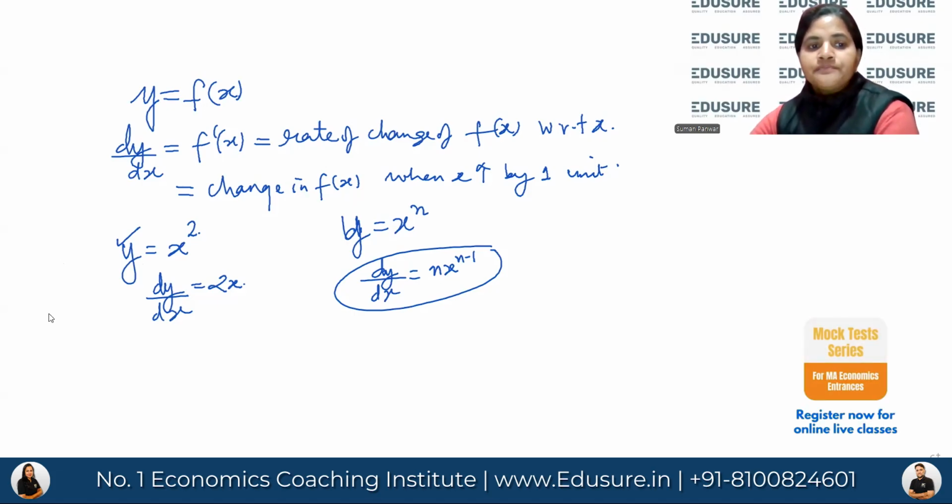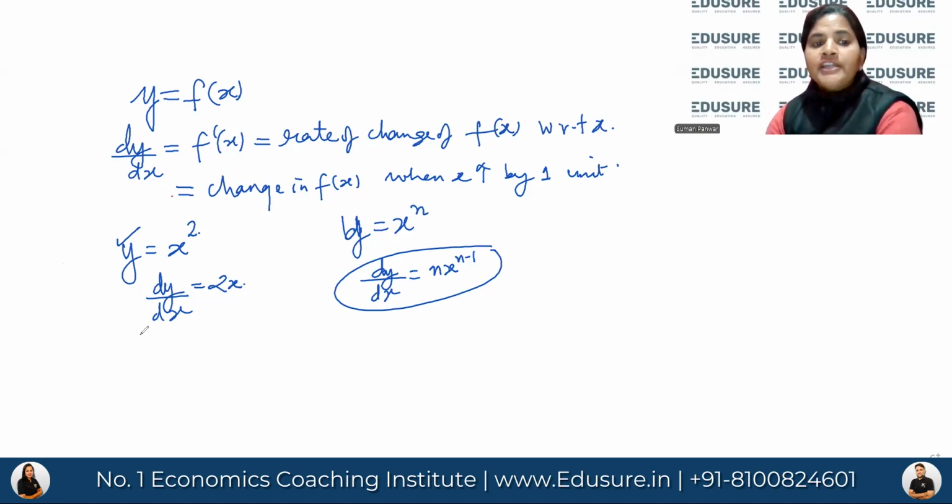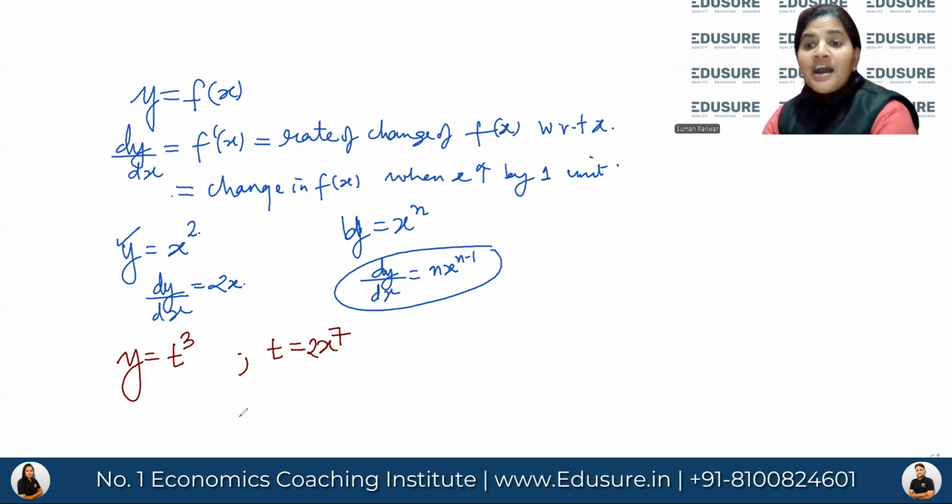Now suppose y is a function of t. So suppose y is equal to t cube and t is a function of x. So let t be 2x power 7. And then if somebody asks you what is the change in y with respect to x.